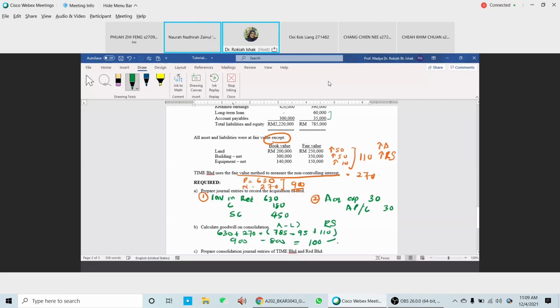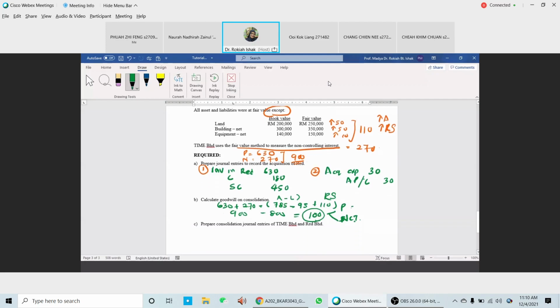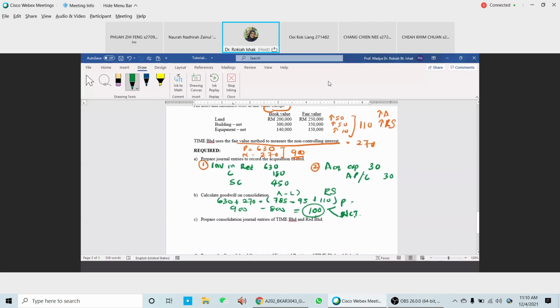Okay, now the 100, we need to allocate to parent and NCI. Later on. So this is the amount of goodwill, but you know that this goodwill needs to be allocated to parent and NCI, because we are using the NCI at fair value. So we look at the next one, journal entry.